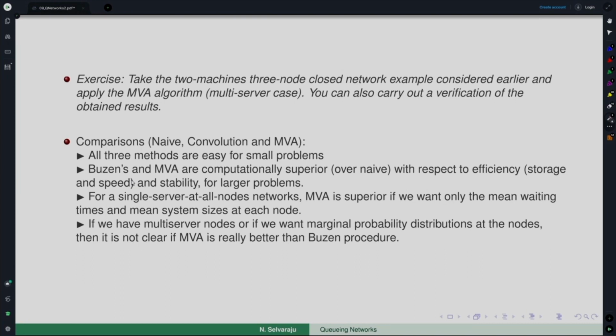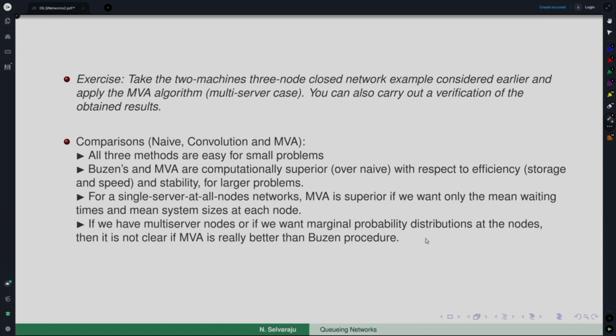Okay. But between these 2, if you want to compare, what would be the best or better? Now, for a single server at all nodes network, like the case that we first considered, MVA is superior if we want only the mean waiting times and mean system size at each node. We do not want the state distributions. If we want only the mean, then this is superior. But if you want the joint marginal distributions, or even if you want only the mean but you have multi-server nodes, or if you want marginal probability distributions, it is not clear how much better it is, if it is really better. Maybe in some situations MVA might be better, in other situations the convolution procedure might be better. That depends on the situation and what kind of things that you want and so on.